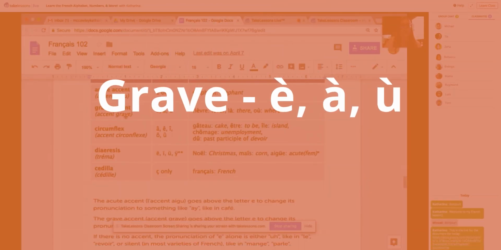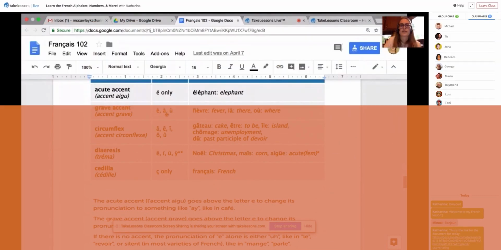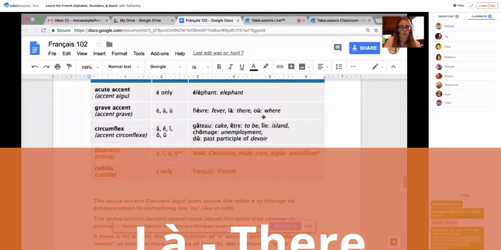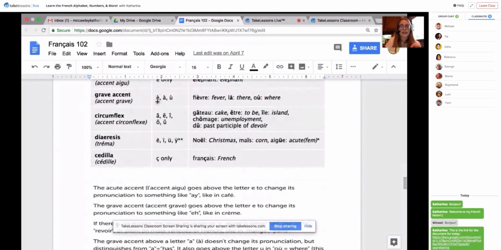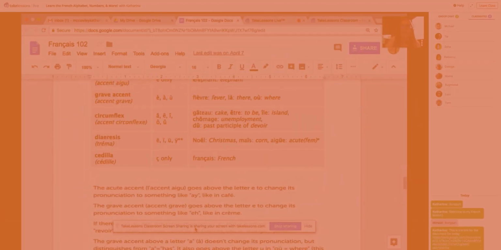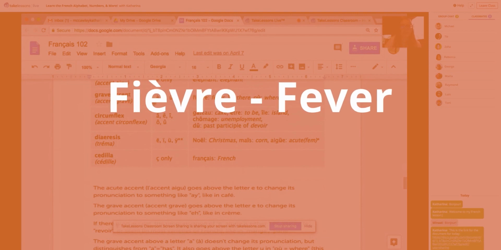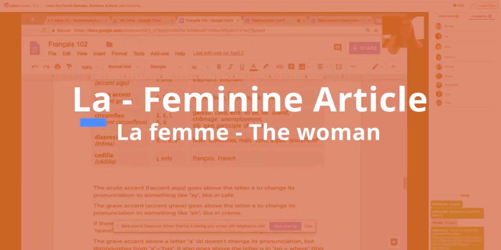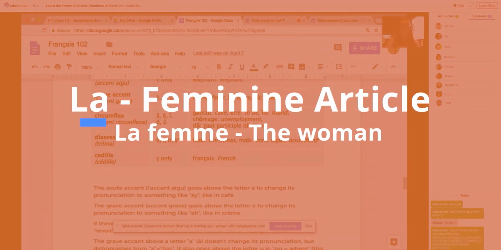Then we have the accent grave, and that can be on the E, on the A, and the U. For example, in fièvre, in là, or in où. If you have it on the letter E, it changes its pronunciation to like an EH sound. For example, crème, or fièvre. And for the letter A and U, it doesn't change the pronunciation, but it can indicate that it's a different word. For example, la, without an accent grave on the A, just means the article.